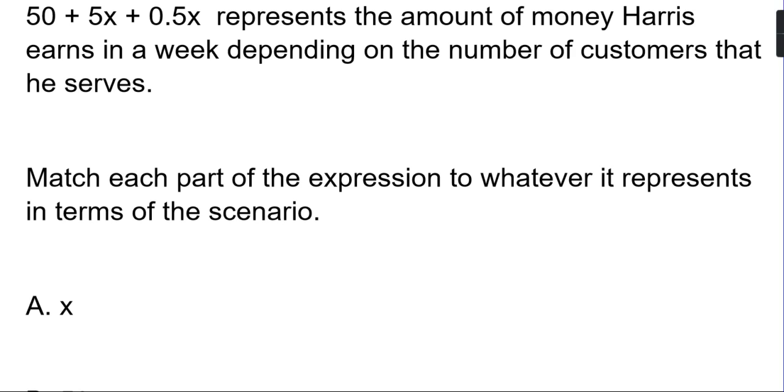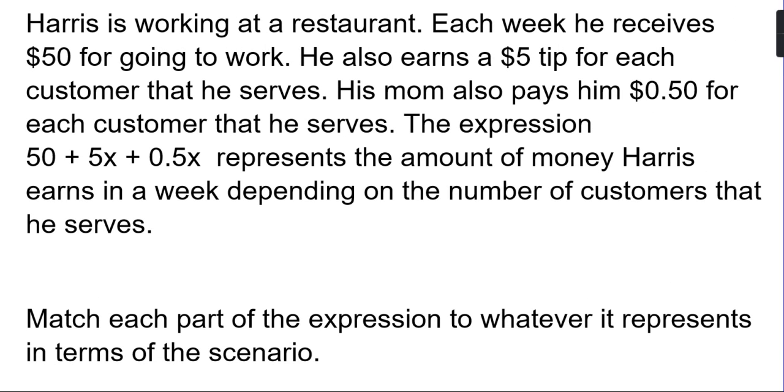So A says X. Okay, what is X? What does a variable represent in the scenario? Well, I see that I'm multiplying X by 5 and by 50 cents. Let me see where that is. He earns $5 for each customer. That's the 5. And I see 50 cents for each customer. So what do I think I'm multiplying the variable by? Well, it must be the number of customers that he serves.